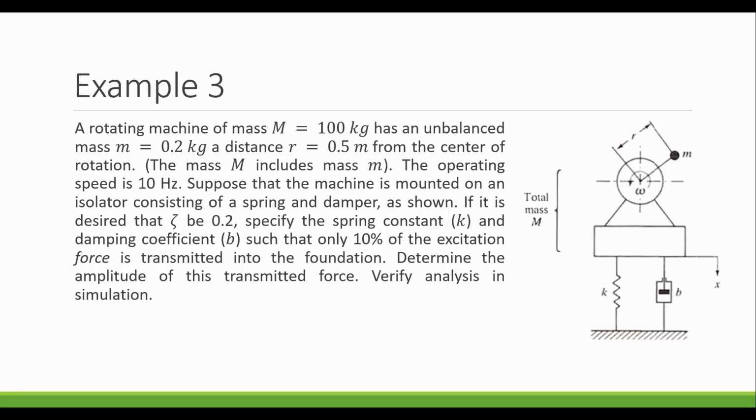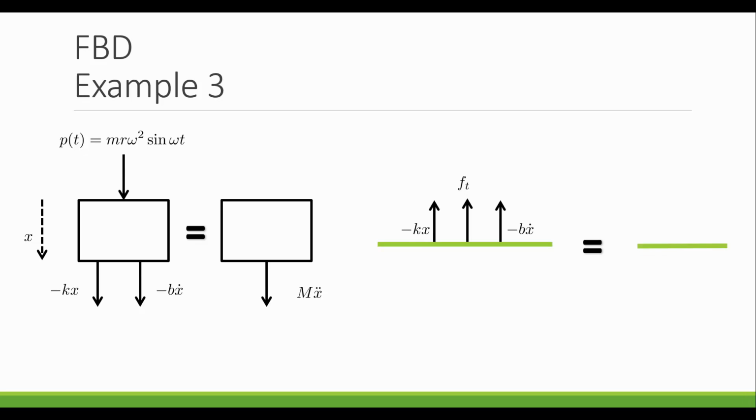As always with these mechanical systems, we want to start with our free body diagram. On the left side, I have the free body diagram of the actual machine. We see it has this rotating force, like we saw in the previous example, the m r omega squared sine omega t. Really all that matters is that it is a sinusoidal input, as we're going to see in a moment by labeling it here.